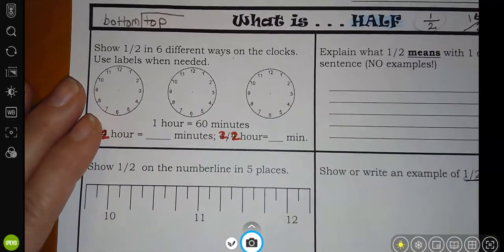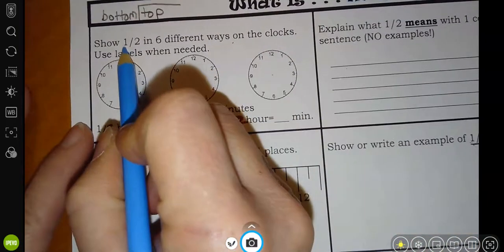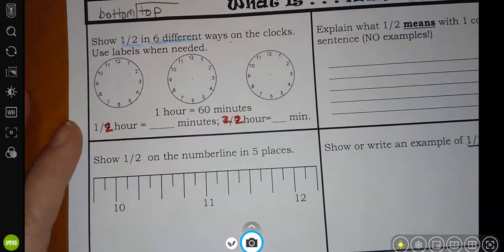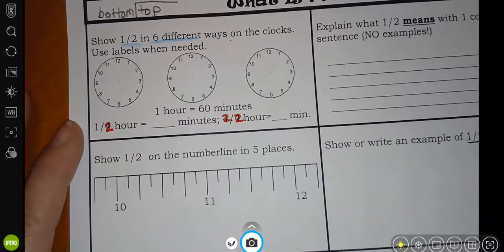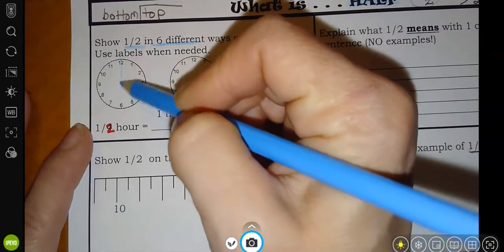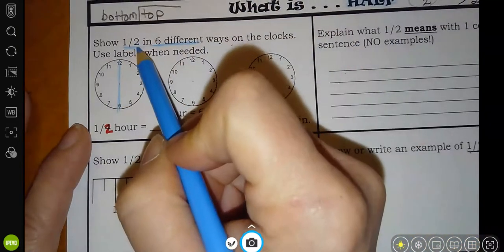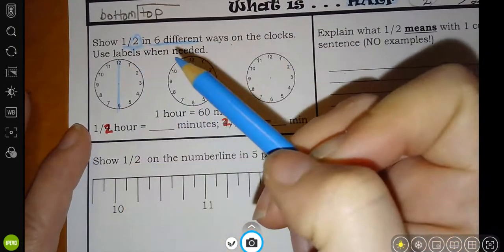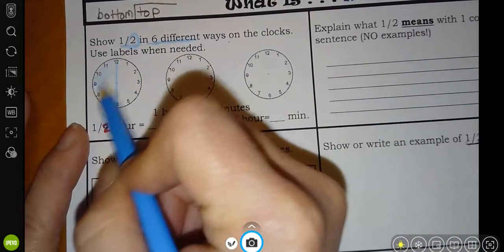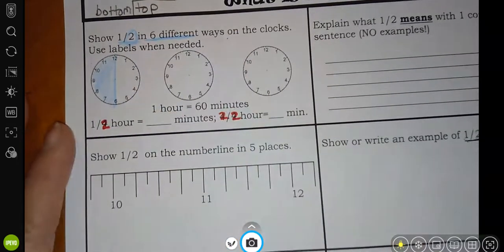First way we're going to divide it is into clocks. So we need to show 1/2 6 different ways on the clocks. You could think time-wise, or you could just say, oh wait, if I split my clock into 2 total spots and I color in 1 of the 2, that is half of the clock.